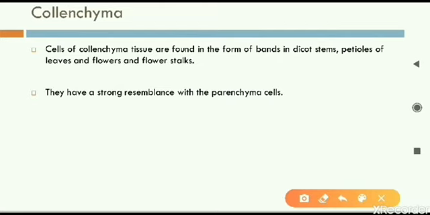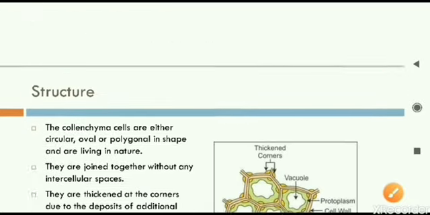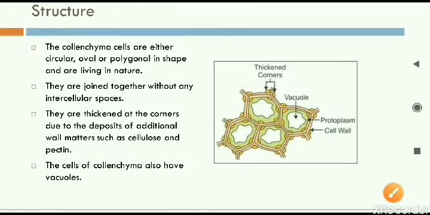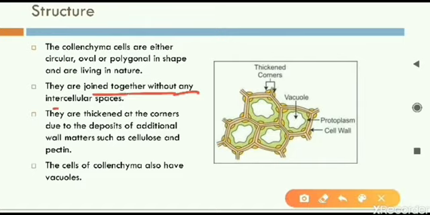So they have a strong resemblance with the parenchyma cells. If we see their structure or the diagram, generally they are more or less similar. Only a few differences will be there. What may be the differences we will see in the structure here. The structure or the shape is generally the same: circular, oval, polygonal. In the parenchyma cells also a similar structure is there. But one special visible difference is there, that is they are joined without any intercellular space.